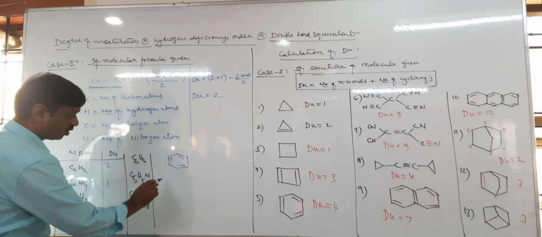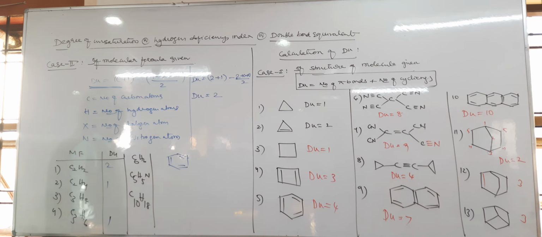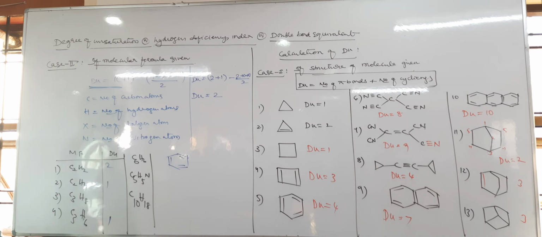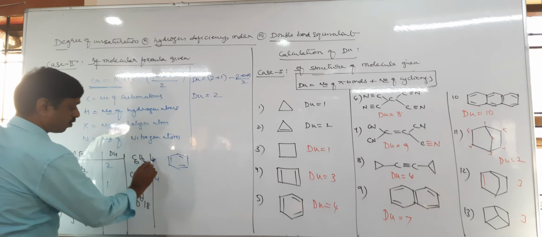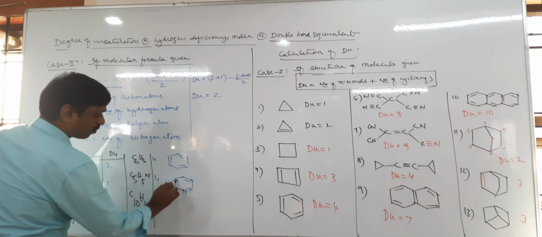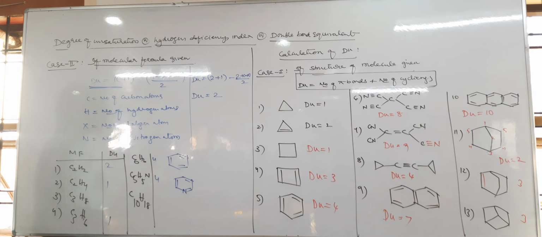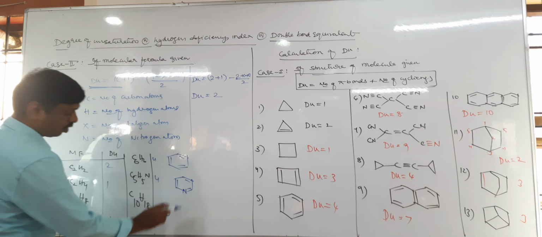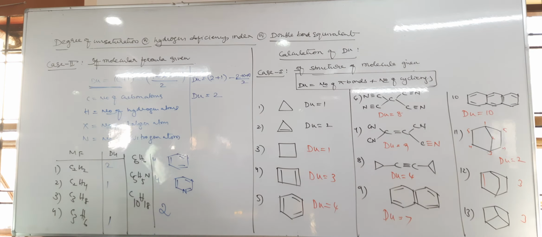Subtract nitrogen, you'll get 4. So DU is 4. When DU is 4, it is like benzene only, but it is pyridine, no? Pyridine. Next, C10H18. DU equal to 2. So like that you can calculate the degree of unsaturation. Okay, we shall continue in tomorrow's class.